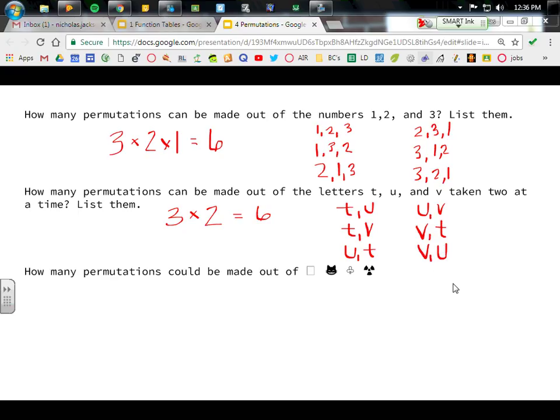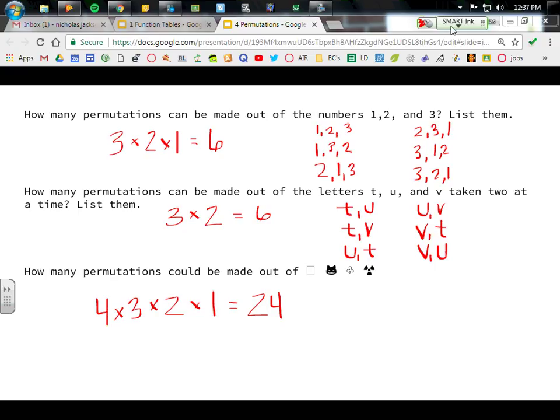Okay, down here. How many permutations can be made out of a rectangle, a cat face, a clover, and this biohazard sign, or whatever that is? All right, so how many permutations can we make? Well, how many choices do we have for our first shape? We have 4. How many for our second shape? We have 3. How many for our third shape? 2. And finally, 1 choice for our last shape. So we have 4 times 3 times 2 times 1, which is 24.